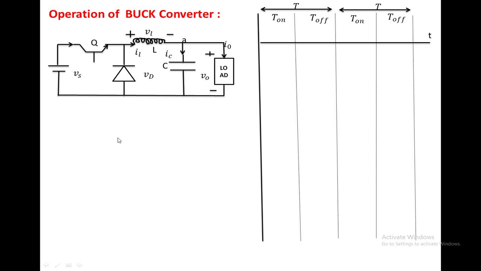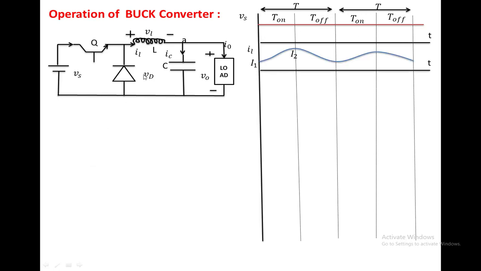First, we are going to represent the input voltage Vs. That is constant with respect to the time. That's why we have taken the constant line. Now we are going to see how the inductor current changes.